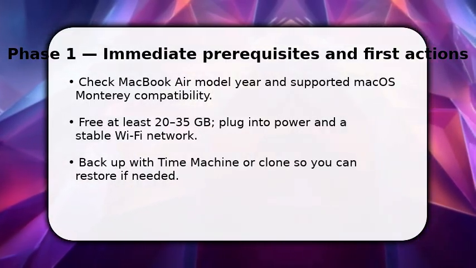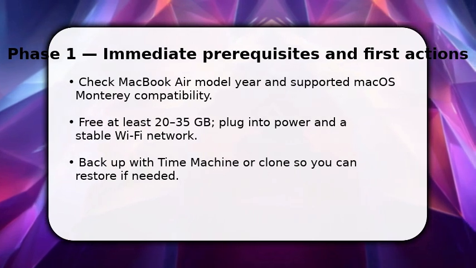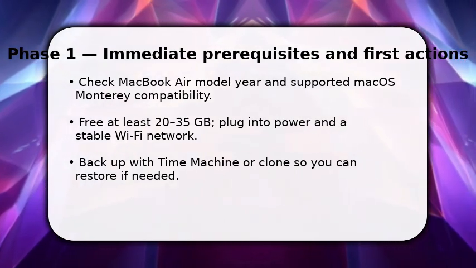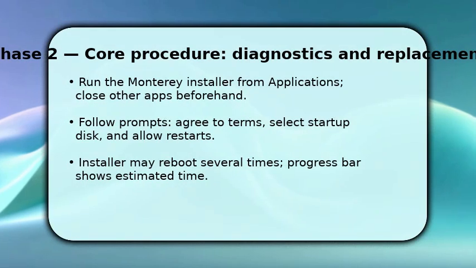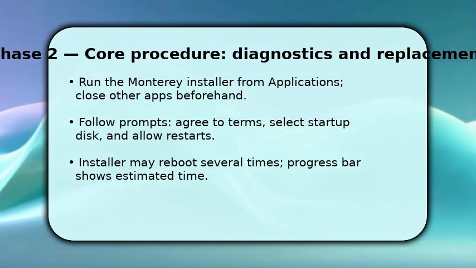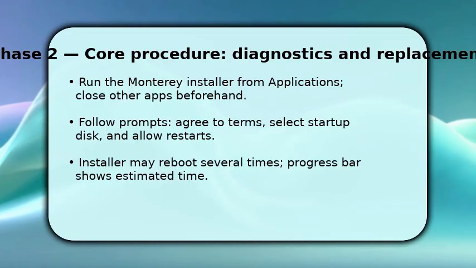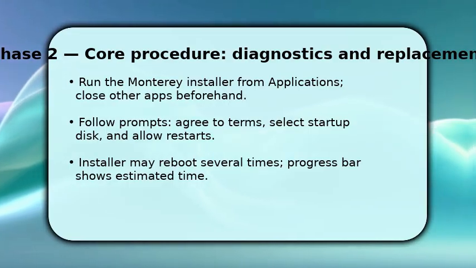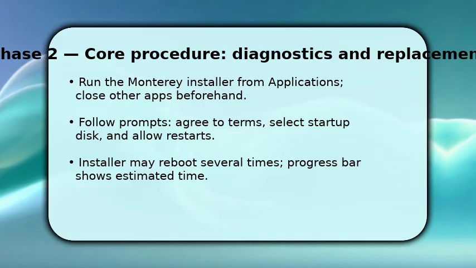Don't interrupt the download. You start the installer from the Applications folder and follow the on-screen prompts. Agree to the license and select your startup disk. Make sure to close non-essential apps so the installer can update system files without conflicts.